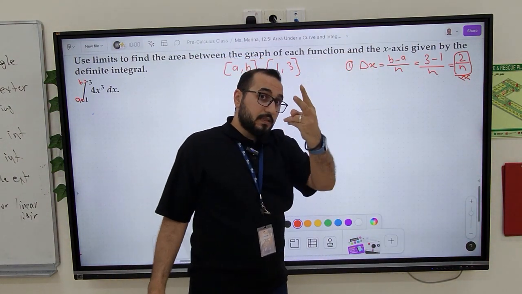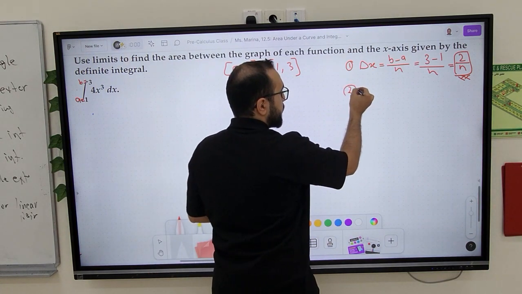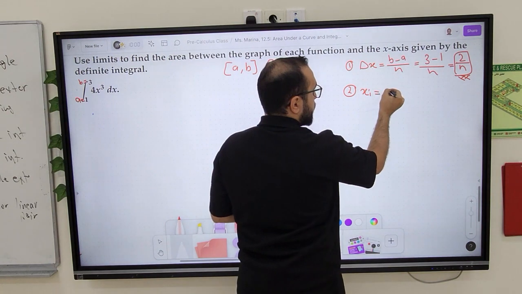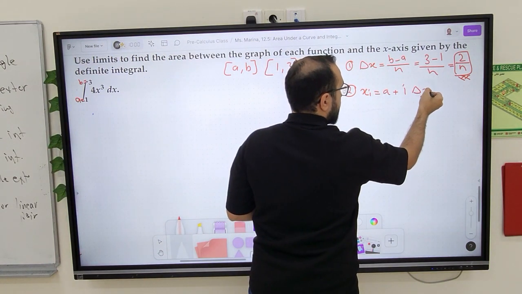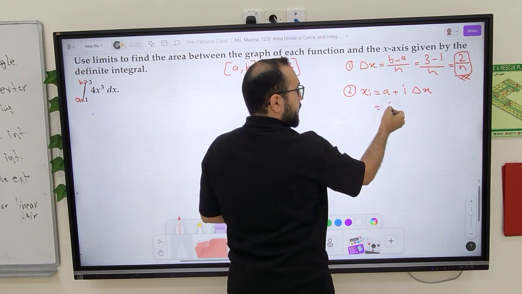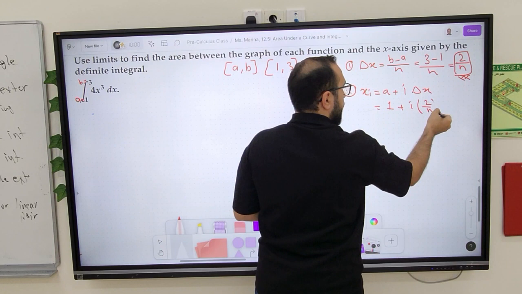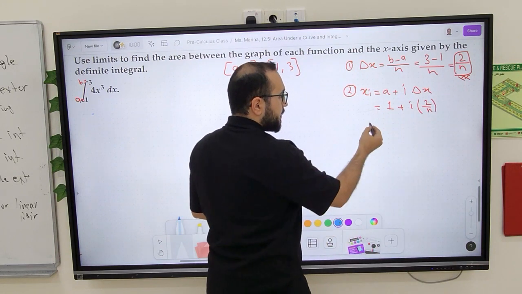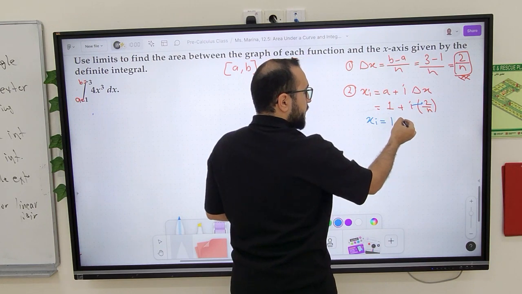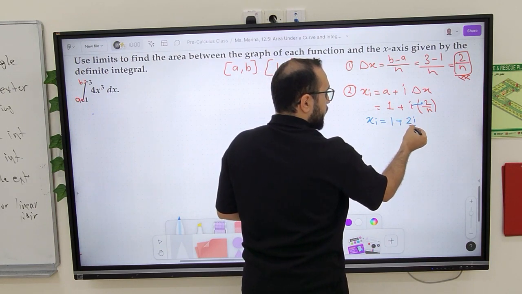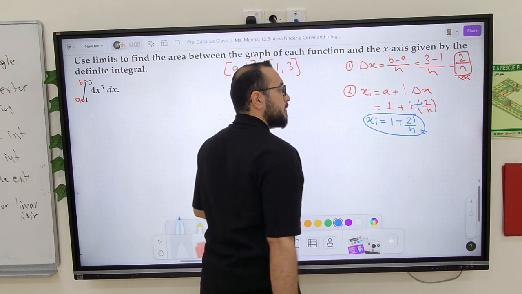Now let's find the second step, xi. To find xi, we use the second step. The xi formula is equal to a plus i times delta x. A is equal to 1, plus i times delta x, 2 over n. So now how can I find xi? Xi is equal to 1 plus i times 2, so 1 plus 2i over n. So now this one here is my xi.